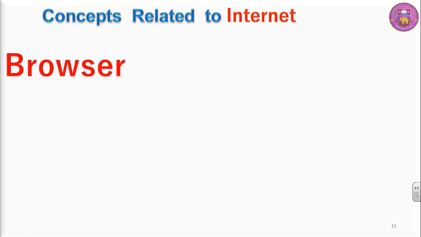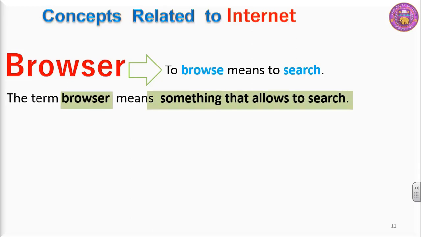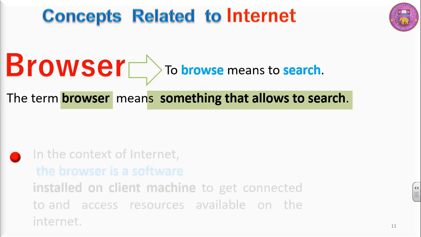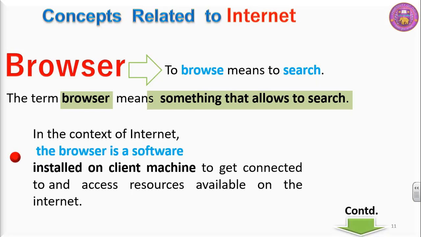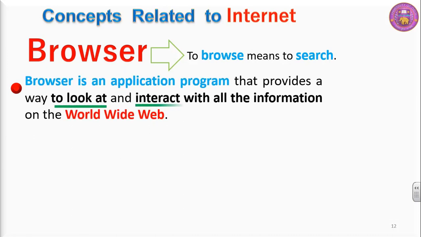Now, what is browser? To browse means to search. The term browser means something that allows to search. In the context of internet, the browser is a software installed on client machine to get connected to and access resources available on the internet. So we can say that browser is an application program that provides a way to look at and interact with all the information on the World Wide Web.